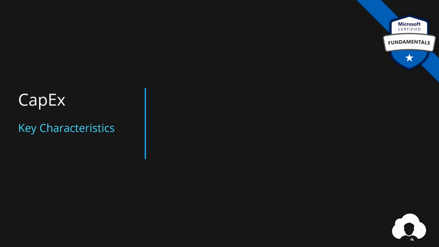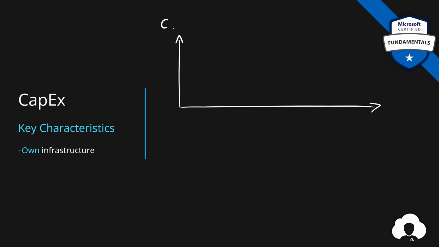Let me start with capital expenditure first, in short CapEx. CapEx basically means buying your own infrastructure. Even though most companies move to the cloud, this model is very often seen even these days. In CapEx, if you would draw a diagram showing the cost of running your infrastructure over time, you would see a very big spike at the start.